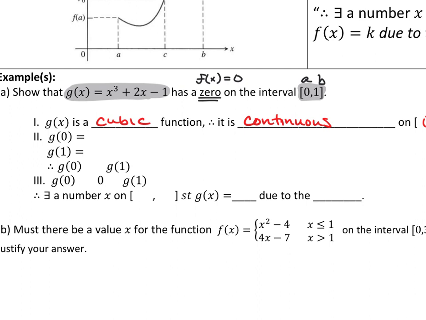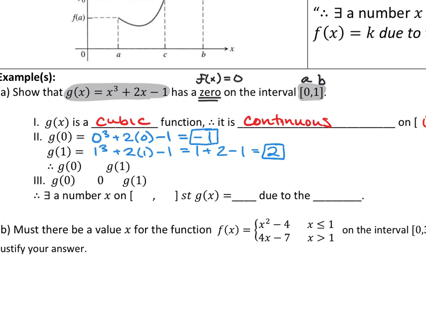If I plug in 0 to this function, it's going to be 0 cubed plus 2 times 0 minus 1, which is equal to negative 1. If I plug in 1, this is going to be 1 cubed plus 2 times 1 minus 1. 1 cubed is 1. 2 times 1 is 2. 1 plus 2 minus 1 is 2. So when I plugged in a, the first value on the interval, I got negative 1. When I plugged in the end of my interval, b, I got 2.